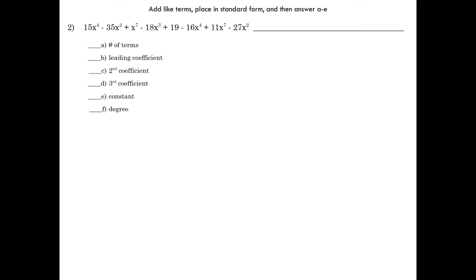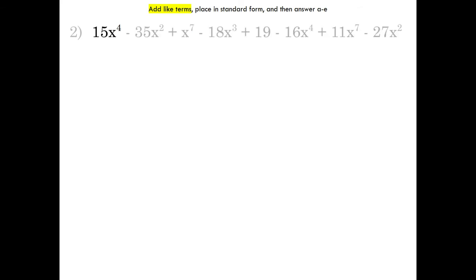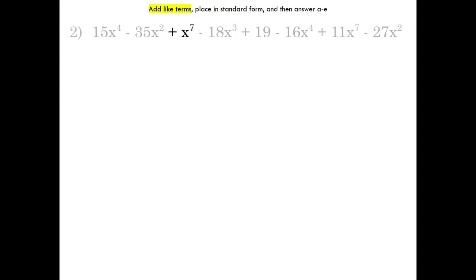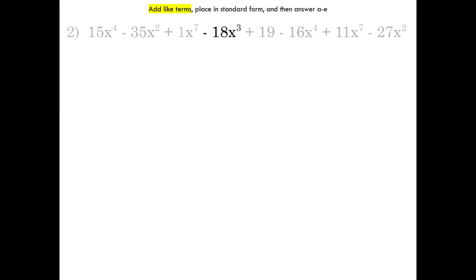Now moving on to question 2, we have 15x^4 minus 35x squared plus x^7 minus 18x to the third plus 19, and so on. The first step is to add like terms. So we have it over here to add like terms: 15x^4 and negative 35x squared, positive 1x to the 7th. Again, if there's no coefficient, the coefficient is 1. Negative 18x cubed, positive 19, negative 16x^4, positive 11x^7, and a negative 27x squared.